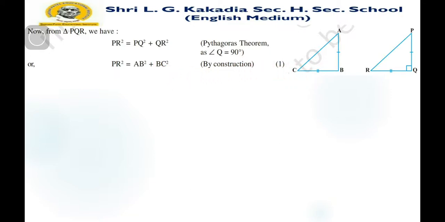Hence, by the construction, and we are given that AC square is equal to AB square plus BC square. It is given in the statement that the square of one side is equal to the sum of the squares of the two sides for triangle ABC. So here you can see that in equations 1 and 2, the RHS are equal, so we can compare: PR square is equal to AC square, hence we get AC is equal to PR.